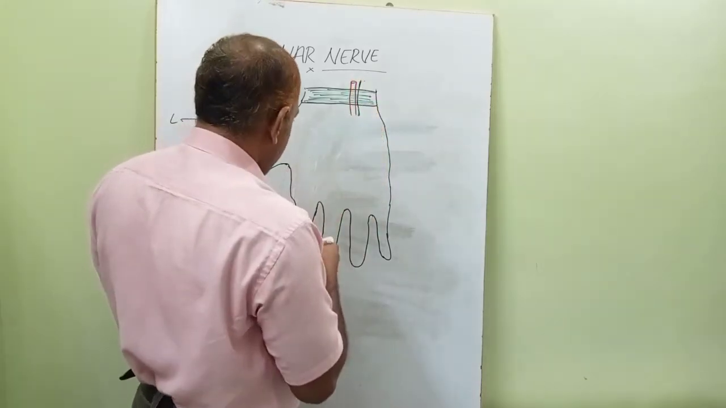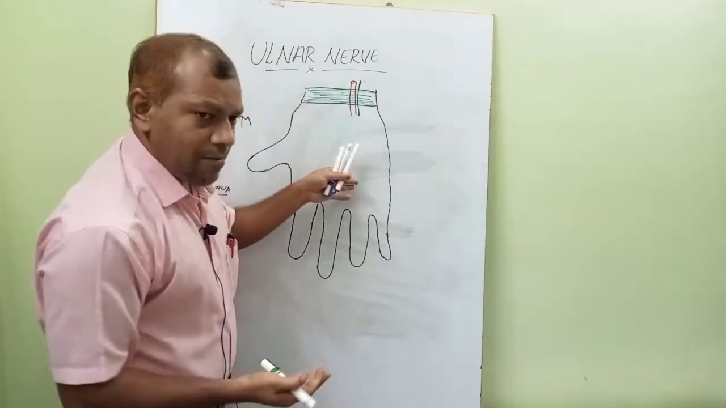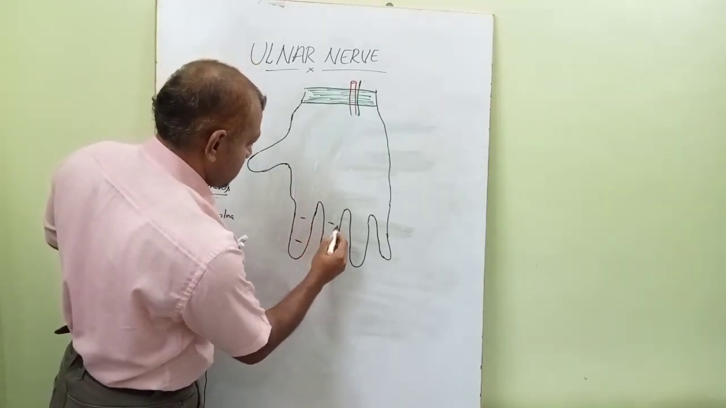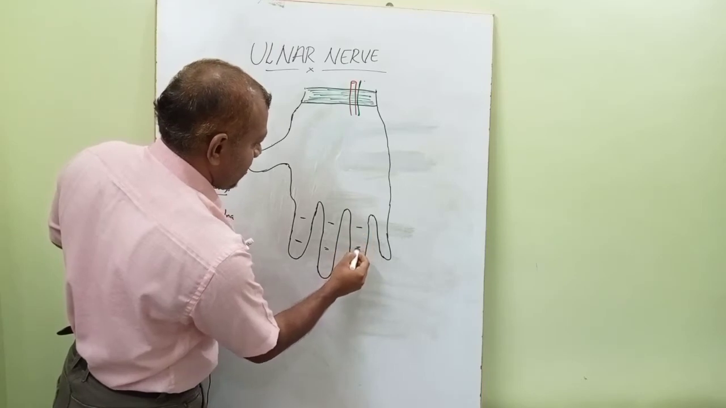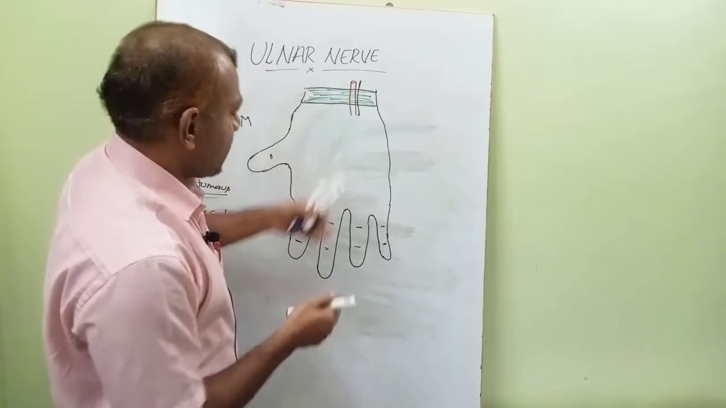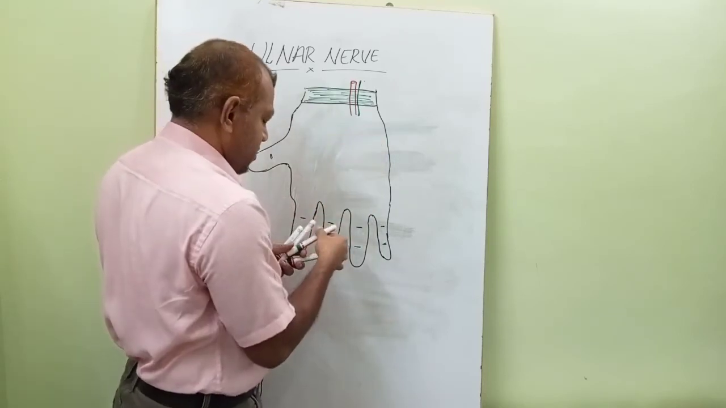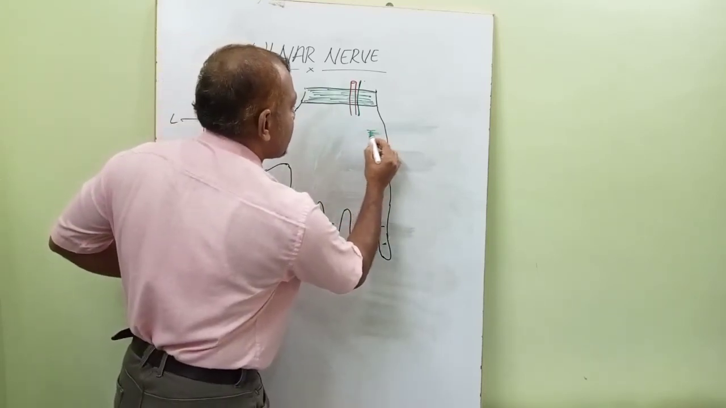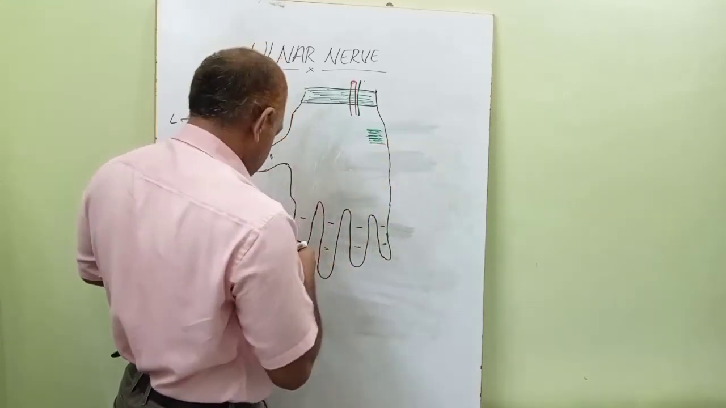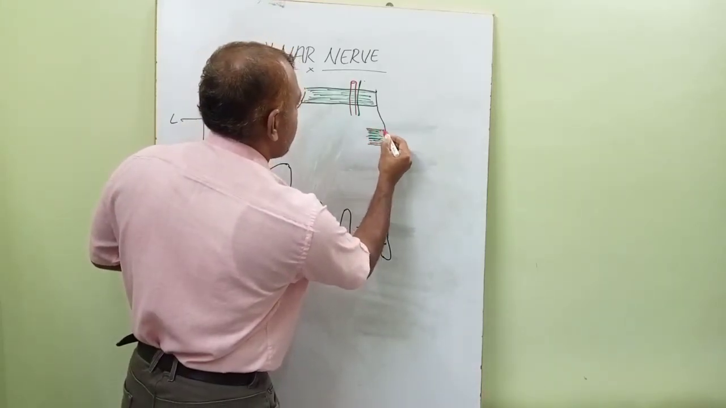After it enters into the hand, this is your palmar aspect. No need to get confused again. Let me show you the phalanges: proximal, middle, and distal. So the ulnar nerve has entered into the hand. On the medial side, we can identify the subcutaneous muscle, which is nothing but your palmaris brevis. So this is your palmaris brevis.